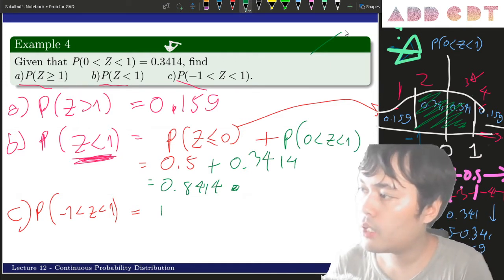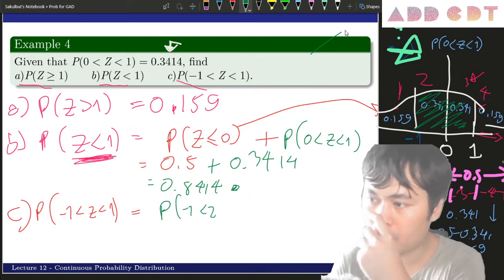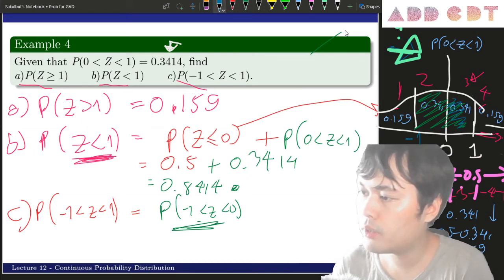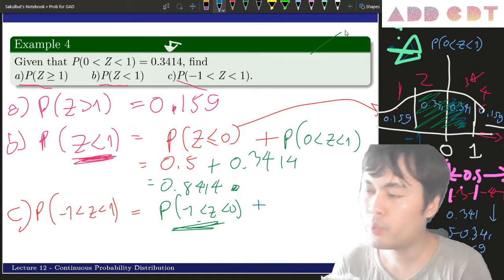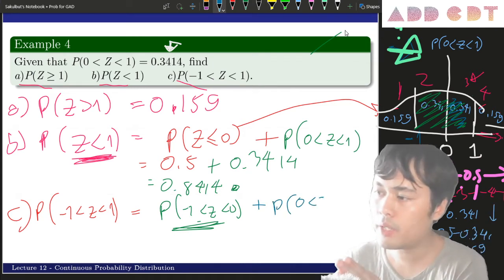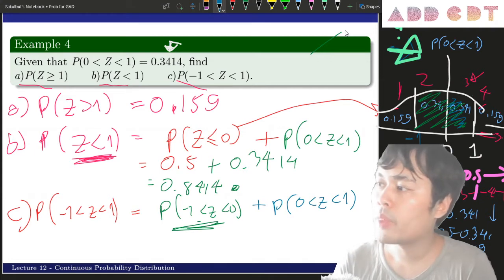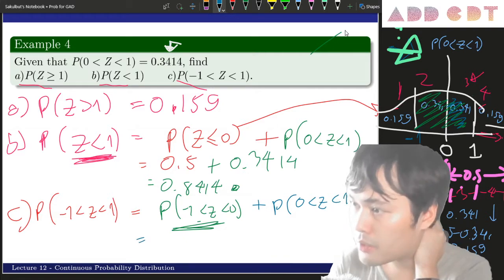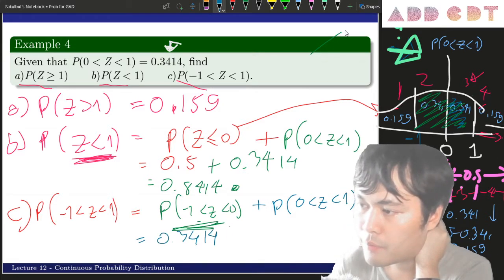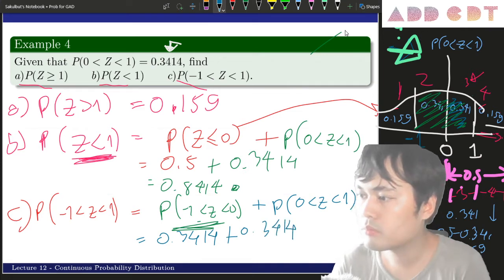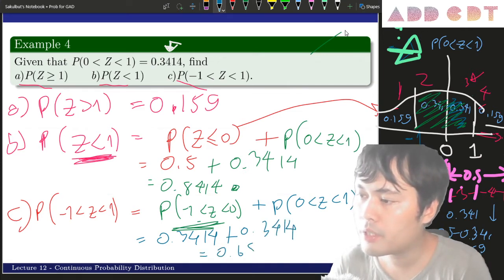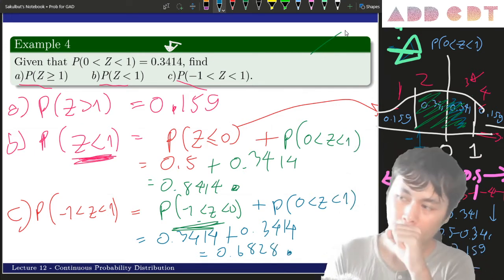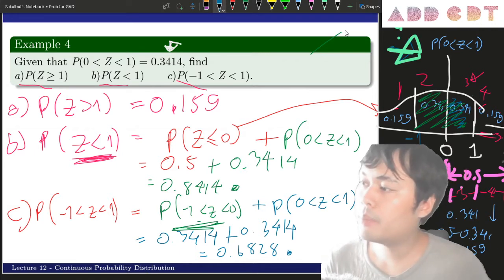So to write it formally, you divide it into two different regions, right? To the left of 0, between minus 1 and 0, and the other area is between 0 and 1. And since we know this is symmetric, right, they look the same in the mirror, so each of them is 0.3414. That gives a sum of 0.6828. Right. I hope that was pretty clear.